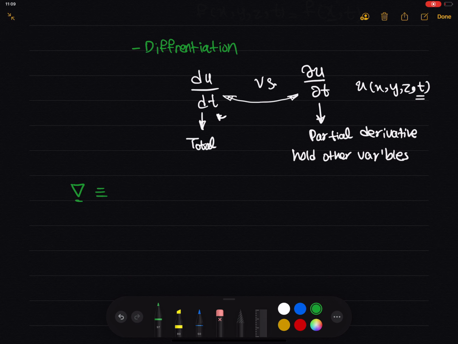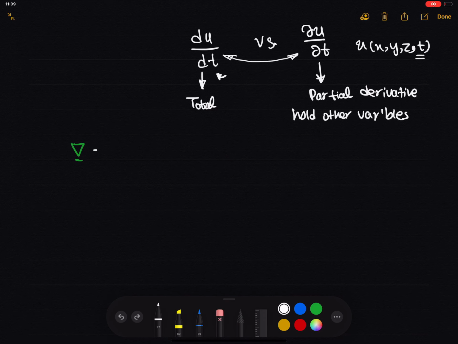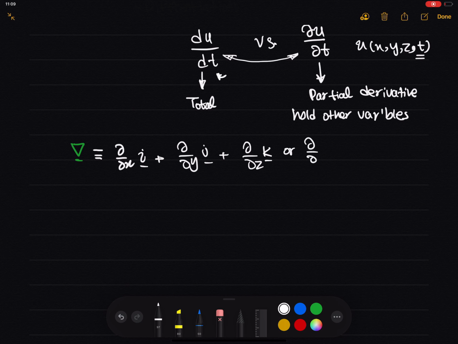So the gradient is defined as d over dx i plus d over dy j plus d over dz k, or you can write it as d over dx I1, which are the unit vectors, d over dy I2 plus d over dz I3. Okay, so these are all unit vectors.